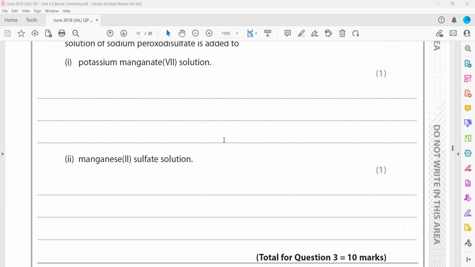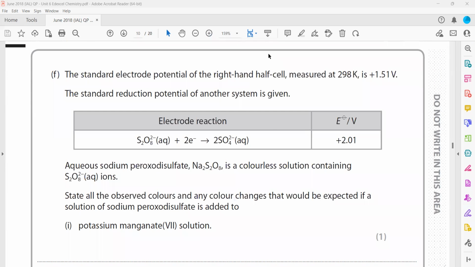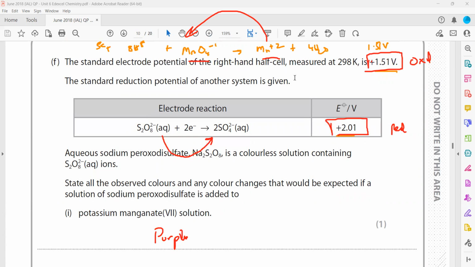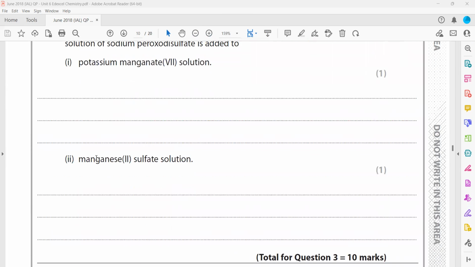If it is added to manganese 2 sulfate, like here, manganese, because it should remain purple. But for this one, what happened? If mostly we have Mn plus 2, Mn plus 2 is colorless. So Mn plus 2 is colorless, it will turn from colorless to purple. So this will remain purple. This will remain purple in color.